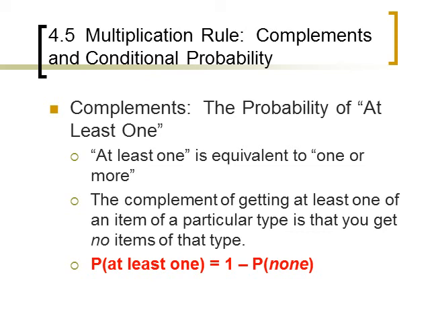So sometimes it's a lot simpler to work with the complement than it is to work with this compound probability of at least one. So in notation form, P of at least one is 1 minus the probability of getting none. So let's go ahead and look at our first example.